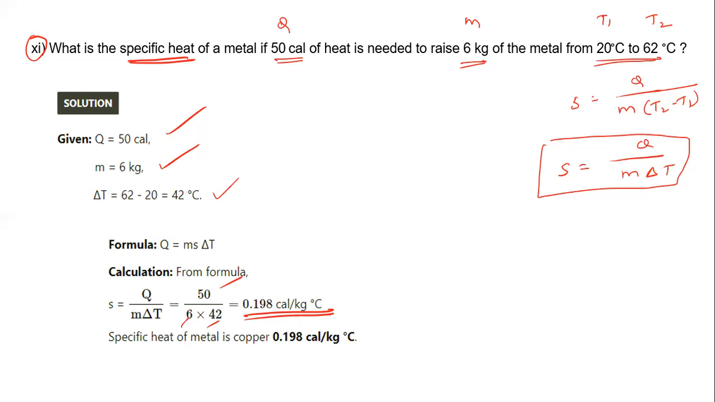Listen, one thing you remember: if this Q is given in joule, then your unit is joule per kg degree Celsius. If it is given in calorie, then the unit is this.